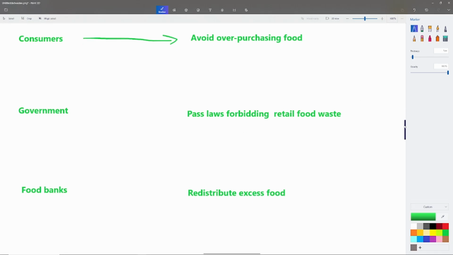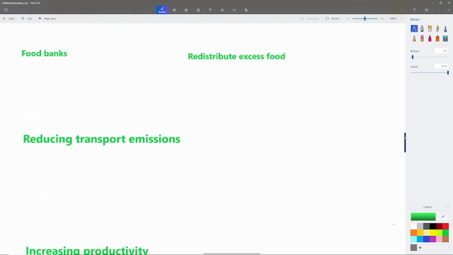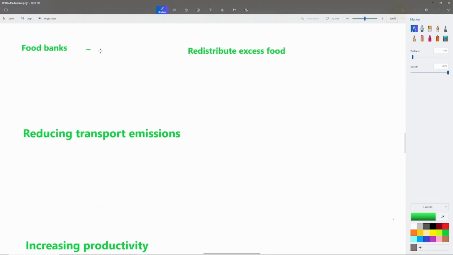also wasted as well. And government can also help reduce food loss and food waste by passing laws forbidding retail food waste, meaning that supporting that all food in the store actually gets bought before it expires. And also food banks are a very great reducer of food waste, because they distribute excess food, meaning that they can actually use the food that is coming closer to expiry.